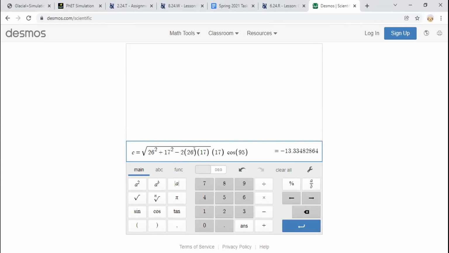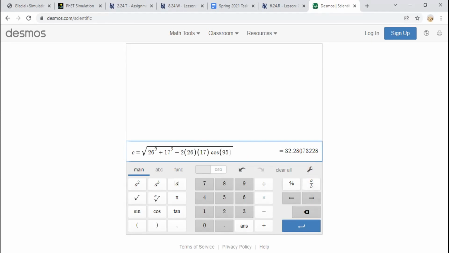Yep, you don't need spaces. And then go to the right of that and put cosine 95. Okay, and then just delete the rest of it. Perfect. And that does 32.3. Yes, that's great.